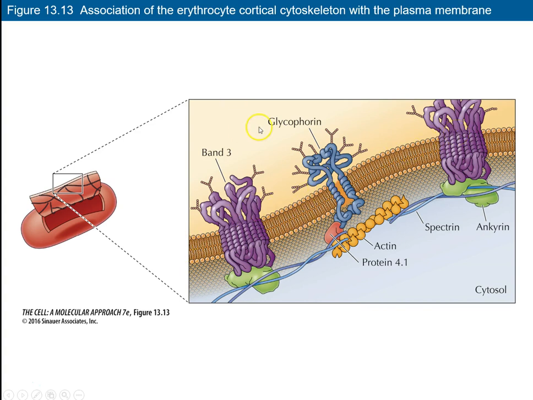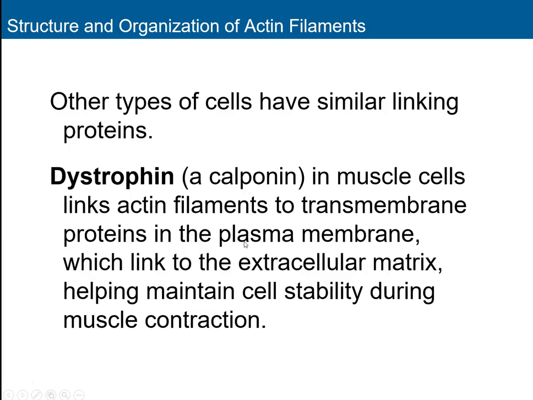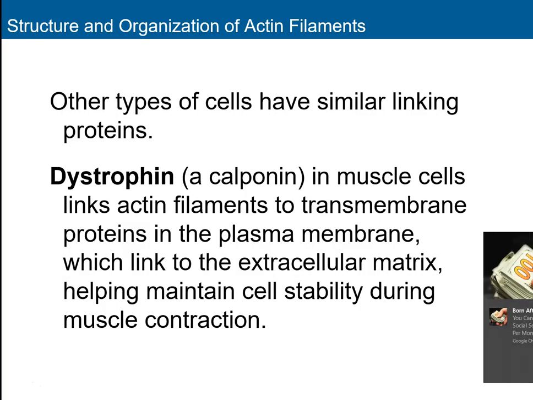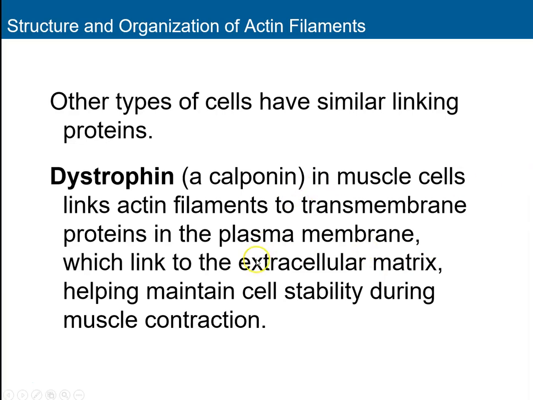Again, I'm not worried about you memorizing any of this. The idea is to mention some of these actin binding proteins, like spectrin and ankyrin, that are involved in anchoring that cytoskeleton to the membrane essentially. They don't bind to the phospholipids, they bind to those transmembrane proteins that are in there. Like I said, in other cell types there are similar linking proteins. This is what we first found out using red blood cells, but you have similar proteins that do the same thing in other cells as well.